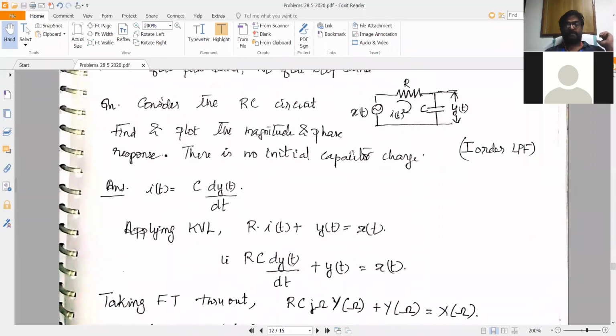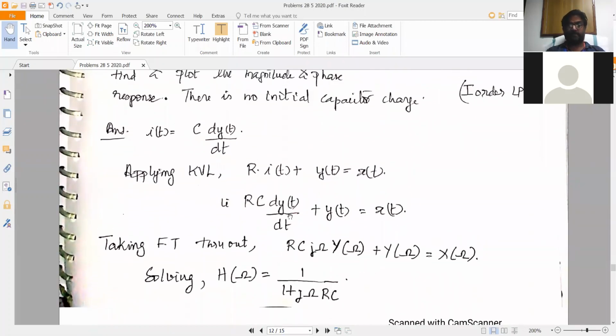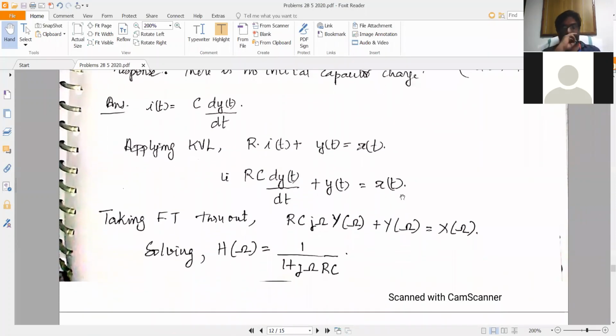Okay, so this is very easily proved. The current through the circuit is the current through the capacitor, equal to C dy(t)/dt. Now we apply Kirchhoff's voltage law: R i(t) plus y(t) is equal to x(t). So RC dy(t)/dt plus y(t) is equal to x(t). I have chosen to solve this using the Fourier transform, though I could very easily have done it using Laplace transforms as well.